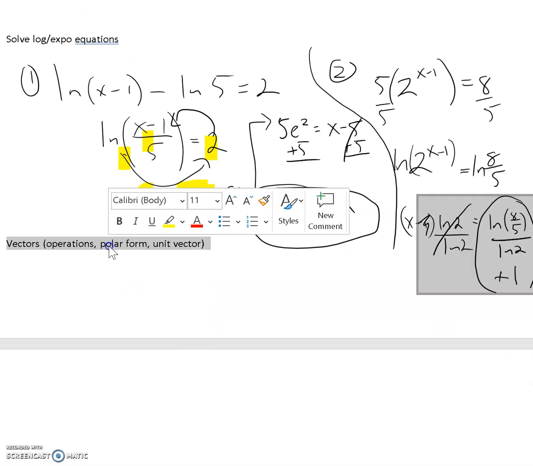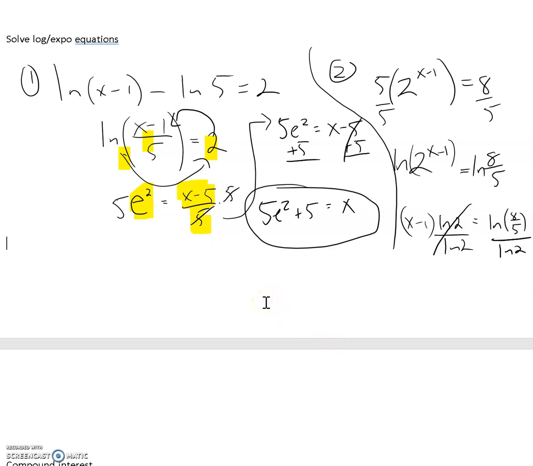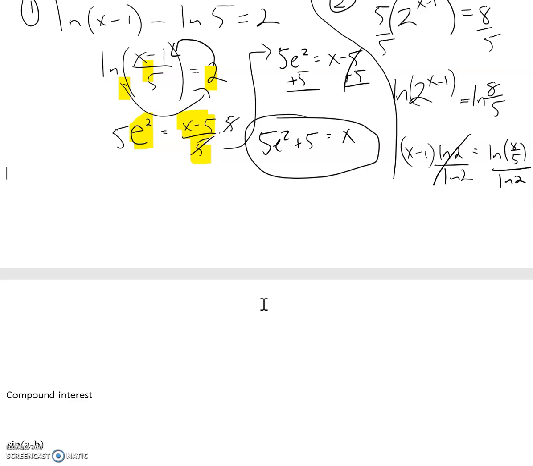Let's see. We did the vectors. A brief review of the vectors. There's also, don't forget, word problems for vectors. Breaking your force vector into horizontal, vertical components.